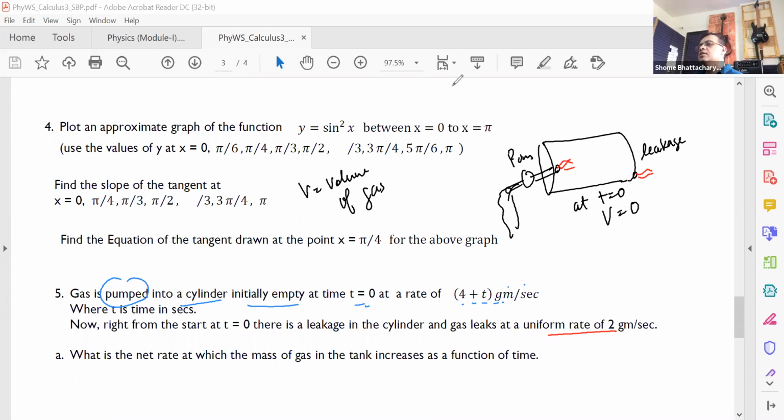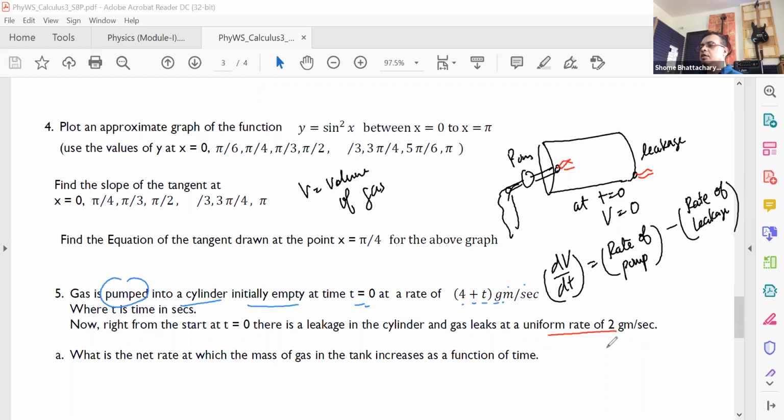So what we can see is that now we can use proper rate of change concept. The rate at which volume is changing will be equal to the rate of the pump at which it is pumping in minus the rate of leakage. This makes sense, right? This is a logical statement. The rate at which the volume is changing is the rate at which volume is entering because of the pumping in process minus the rate at which the volume of gas is going out from the cylinder because of the leakage, right? So this is clear.